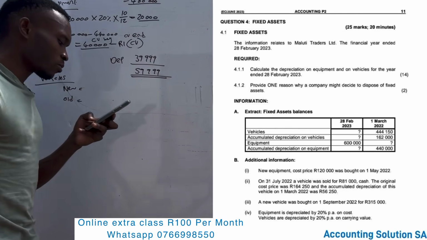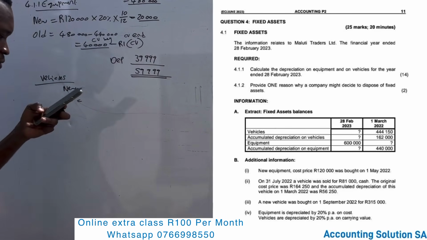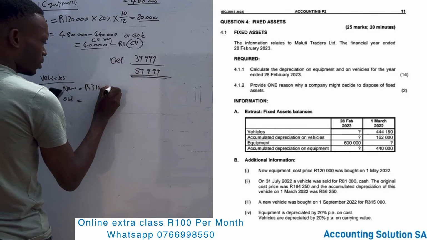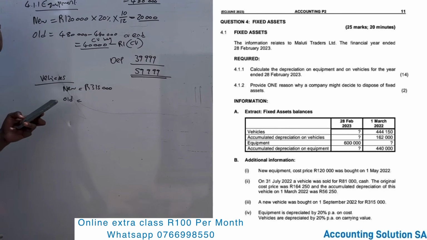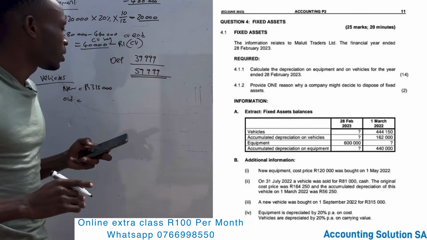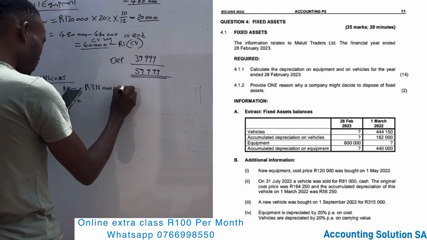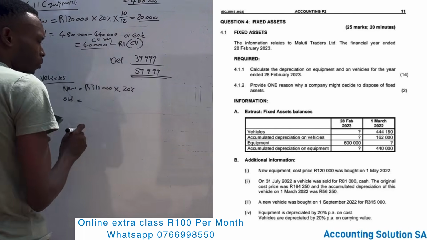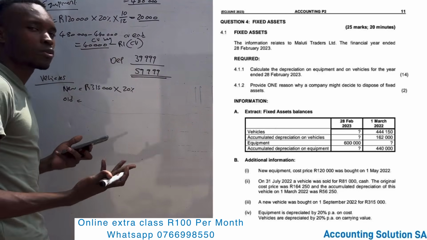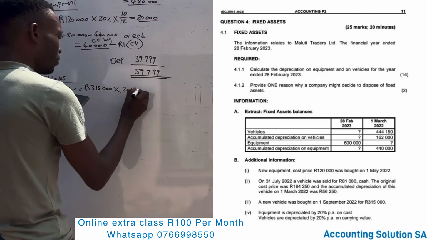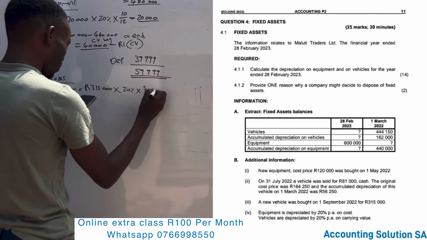A new vehicle was bought on 1 September 2022 for an amount of 315,000, and they said vehicles use carrying value to depreciate. Because it's new, no carrying value is needed. Multiply by 20%. We use 315 minus 0 because depreciation is 0 so far. And we have to count the months from 1 September 2022 up to 28 February 2023. It's going to give you 5/12.